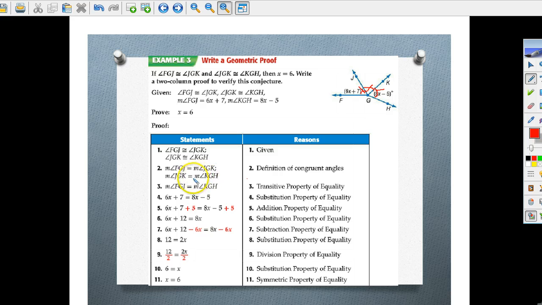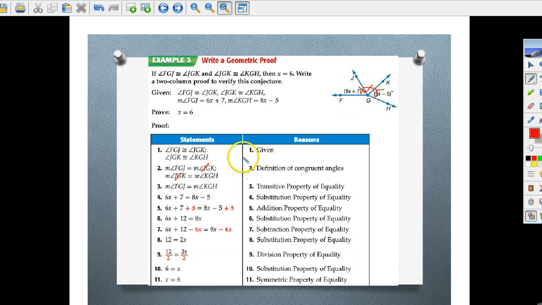Now, definition of congruent angles. If the angles are congruent, their measures are equal as well. Transitive property of equality. If this is that and that is this, it's the same thing as when we said A is B and B is C, then A is C. Remember that? Kind of like the law of syllogism. We're canceling out what the same thing is, so this equals that. Transitive property.